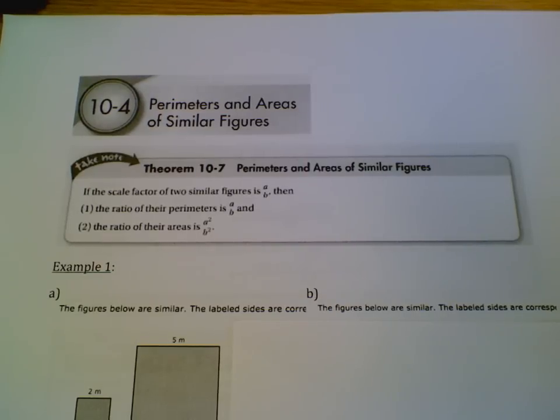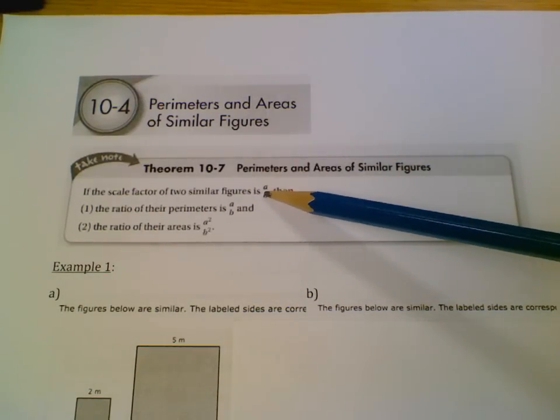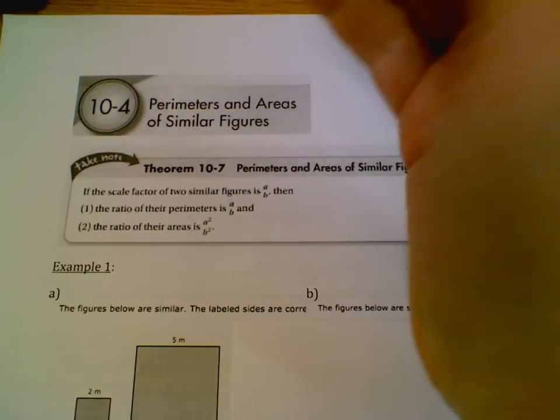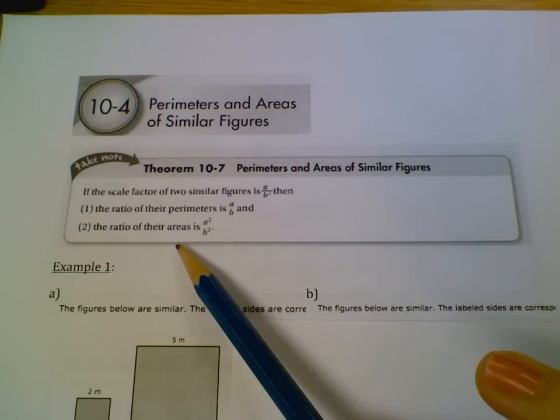Section 10.4 is where we will talk about perimeters and areas of similar figures. So what will happen is we will use a scale factor of similar figures, such as A over B. And when that happens, you will be asked to either find the perimeter or the area.